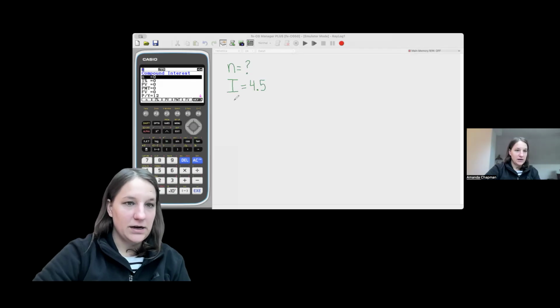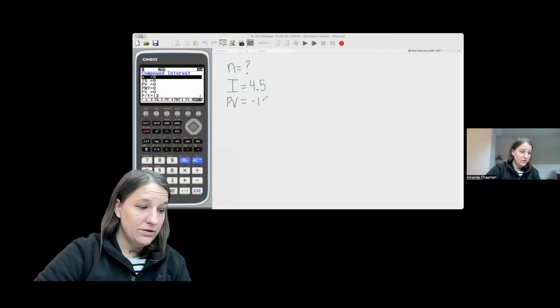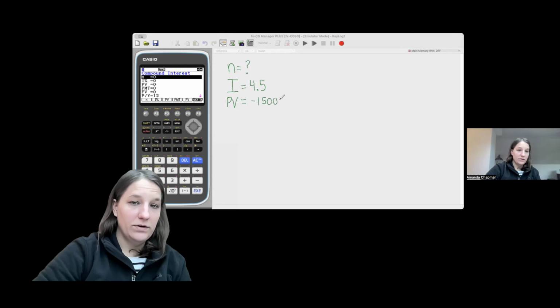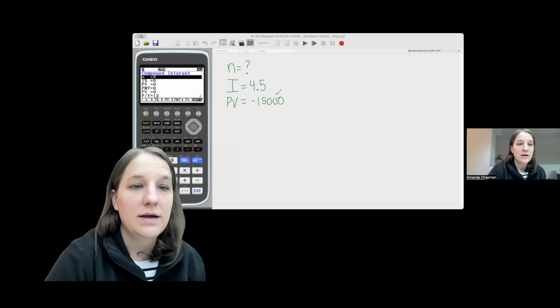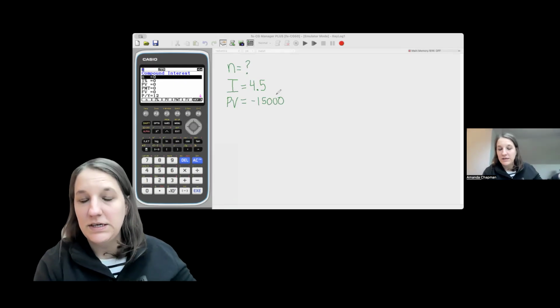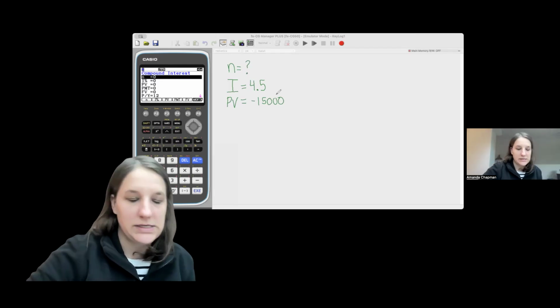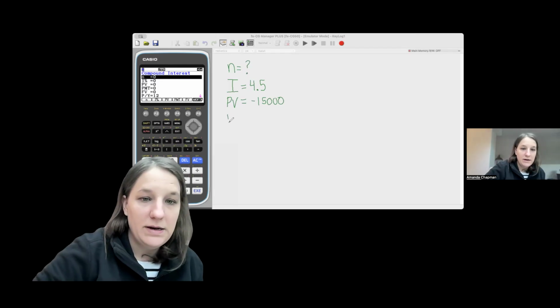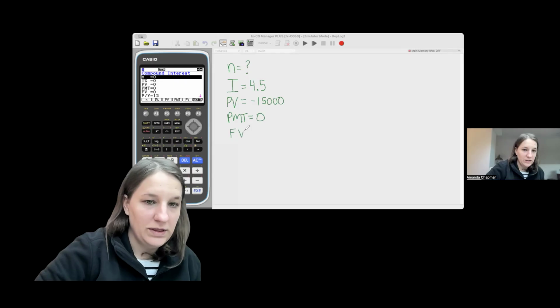So for I, the interest, I'm going to plug in 4.5. For present value, I'm going to plug in negative 1500, because the way the calculator is thinking, it's thinking more like the way an actual banker would use it: if you're investing 15 or you're taking out a loan for 15, 15 is going away. You don't have that money, so it's negative. The payment amount, we do not have a payment amount. Of course, a real loan would have a payment amount, but we're not doing that math yet.